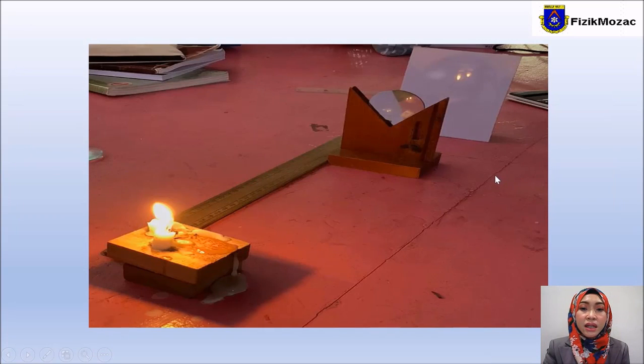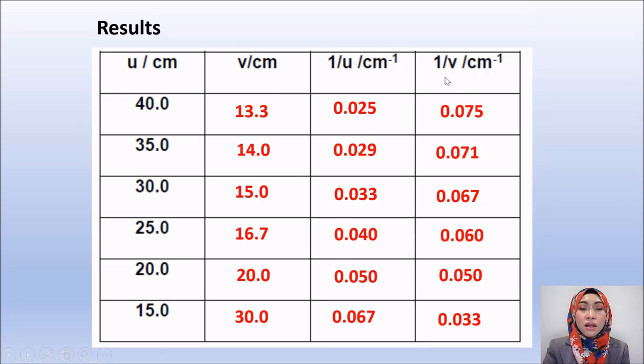So this is the arrangement of the apparatus done in the lab. This is the object, which is the candle, the lens, and the screen where the image is formed. All the data obtained from the experiment are tabulated in a table. We have 4 columns in the table. The first column is for the object distance, the second for the image distance, the third column is for 1/u, and the last column is for 1/v.